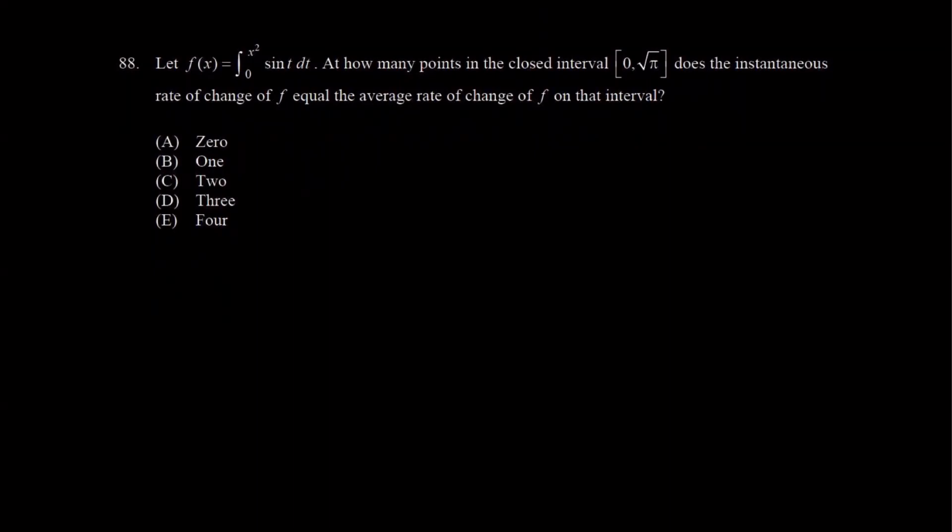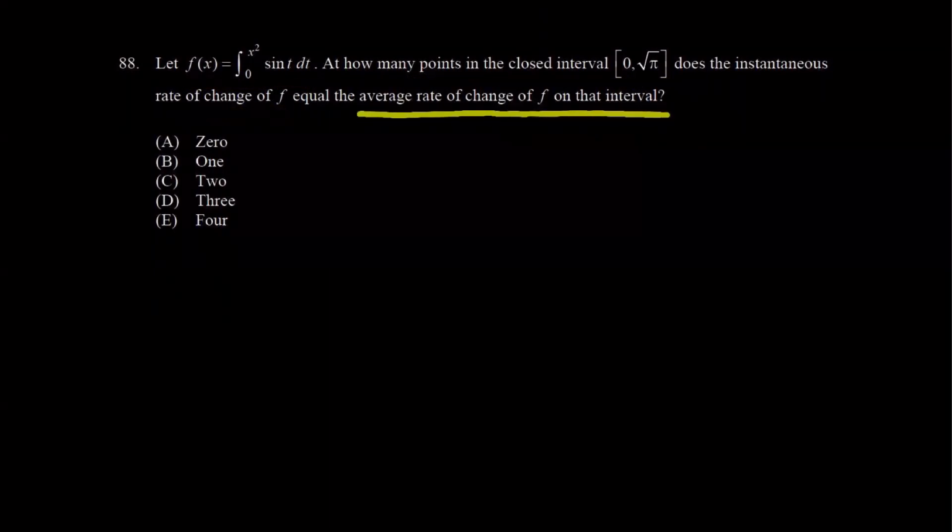In this question, we are given function f of x, which is the integral of sine t between 0 and x squared. And we need to find how many points are there in the closed interval from 0 to square root of pi, such that the instantaneous rate of change of f equals the average rate of change of f on that interval, on the entire interval from 0 to square root of pi.